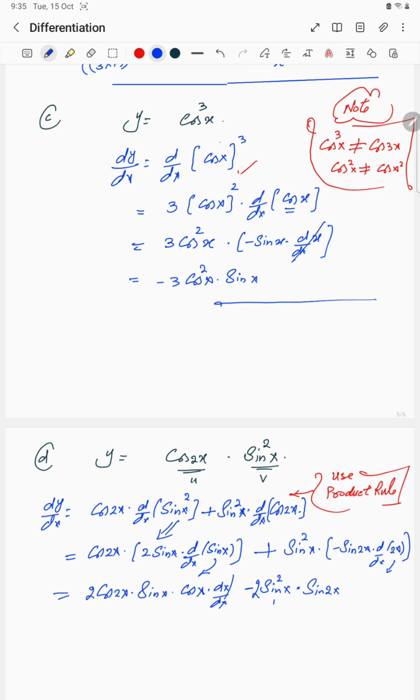I can't combine these together because one is a double angle and the other is a single angle, so keep this in mind. At most I can take a few things common, or I can write 2 cos of 2x times sine of x times cos of x minus 2 sine square of x times sine of 2x, right? No need to simplify further unless it is demanded in the question. So you have differentiated, that's your answer. I hope it is clear.